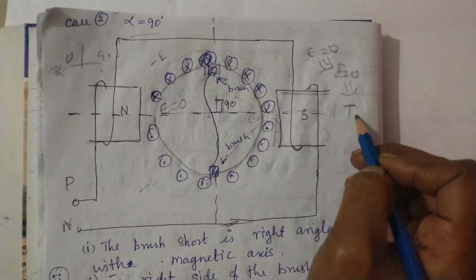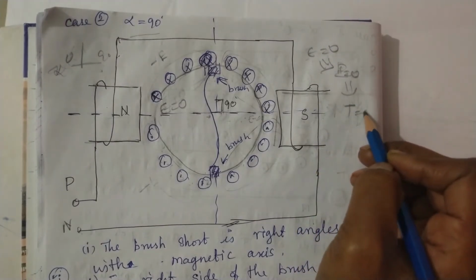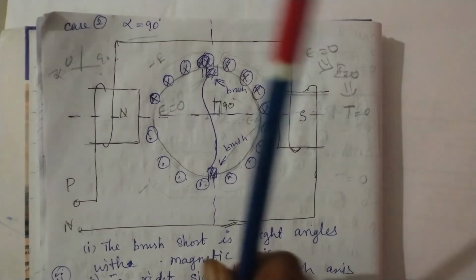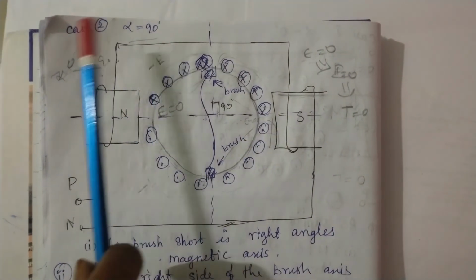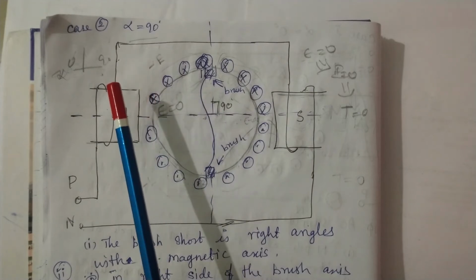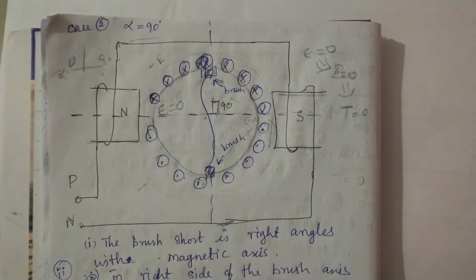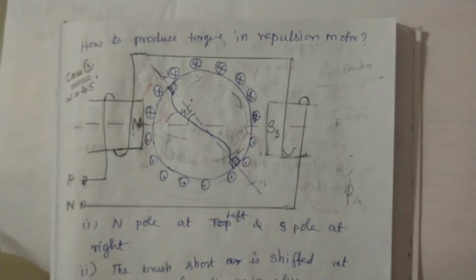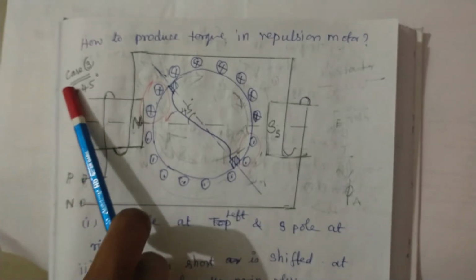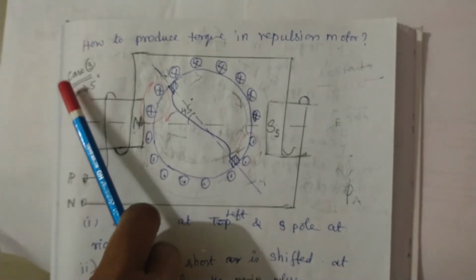Then torque developed in the armature is also 0. Okay, that is why at alpha equal to 90 degree we can't get motion in the repulsion motor. Okay, and we are going to see the third case, that is alpha equal to 45 degree.